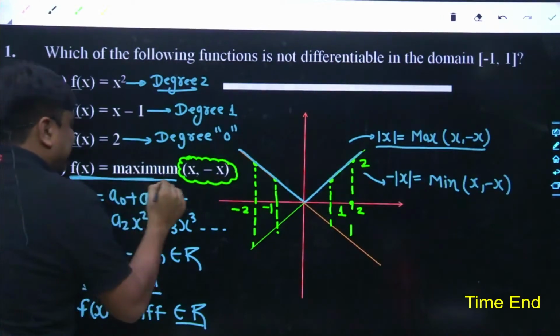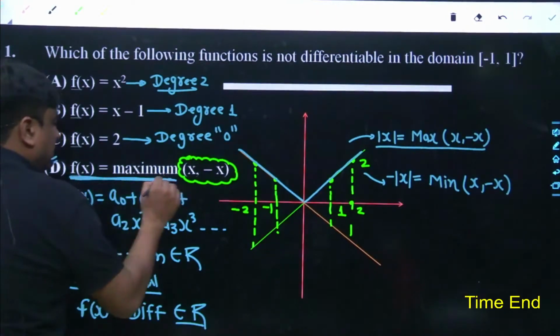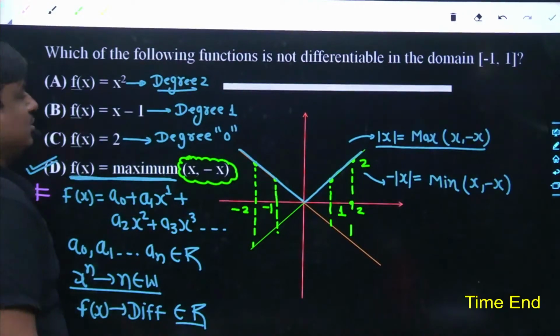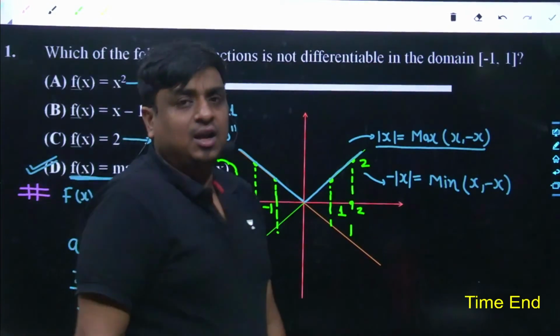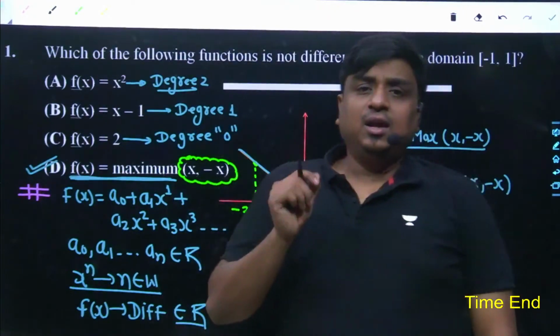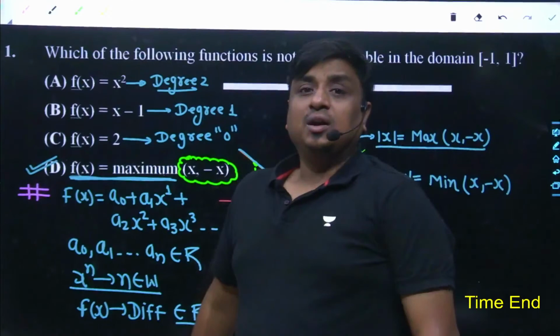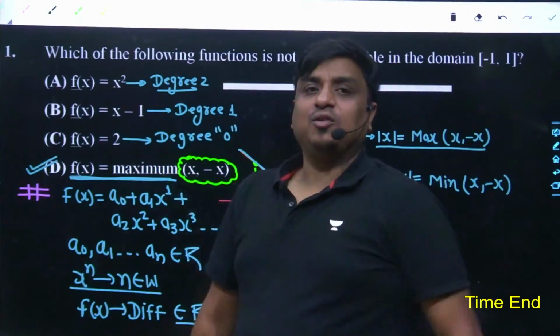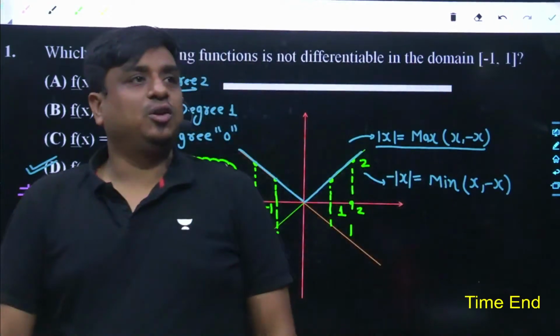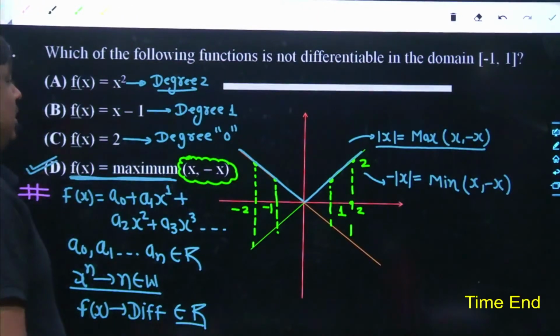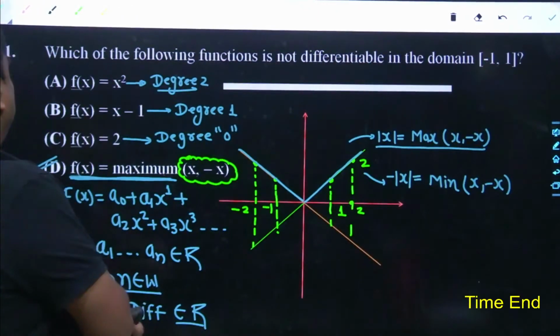This is not a straight form of a polynomial, and a cusp is formed at x equals 0. So by default I can say, apart from options A, B, C, D is the option which is found non-differentiable within the closed interval of -1, 1. Is that part clear to all of us?